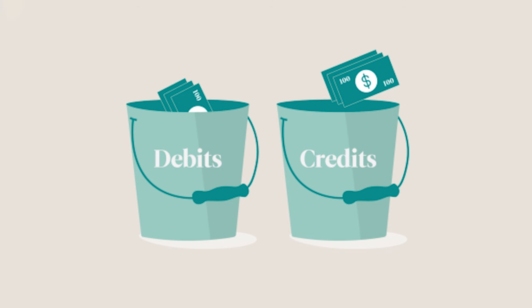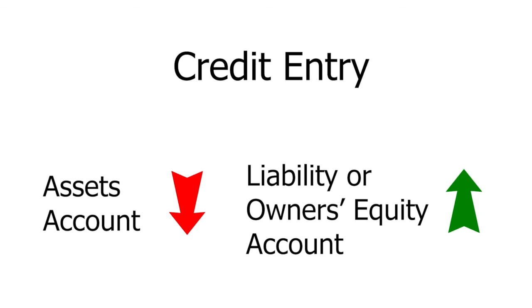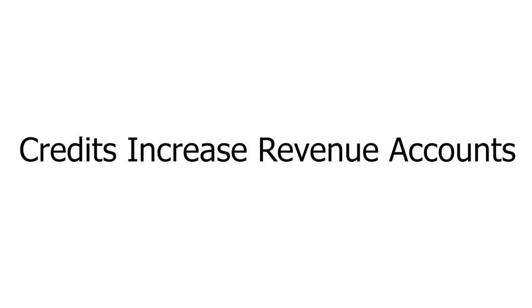So now here's the summary. For every transaction, a journal entry must be recorded that includes both a debit and a credit. Debits increase asset accounts and decrease equity and liability accounts. Credits decrease asset accounts and increase equity and liability accounts. Debits increase expense accounts while credits increase revenue accounts.